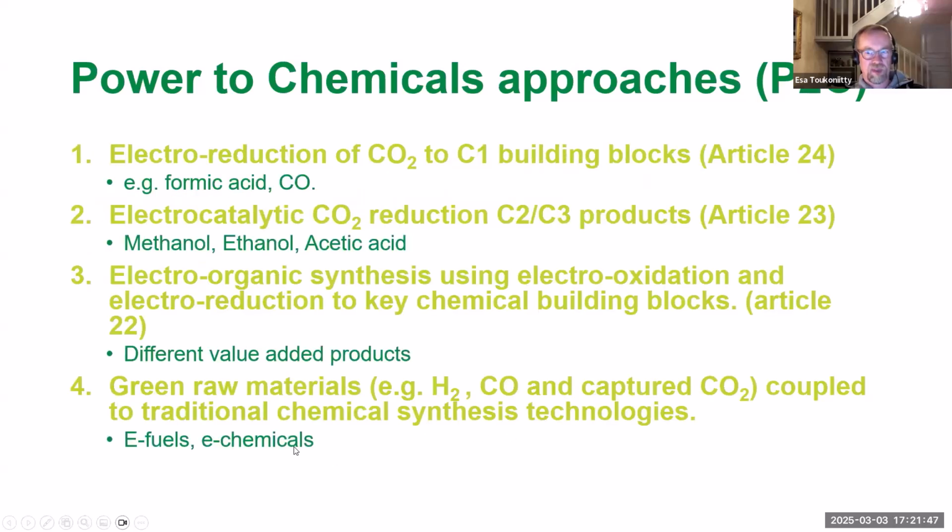So here are some things that I'll shortly cover today. First, there is the electron reduction. You reduce carbon dioxide and you can get one-carbon building blocks or chemicals. Here are two examples, formic acid and carbon monoxide. A lot of examples are given in Article 24.